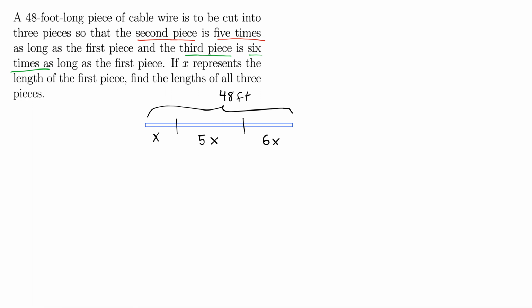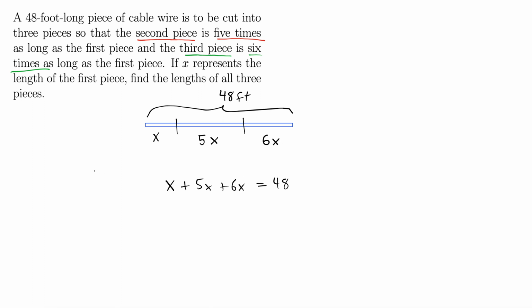Note that our picture is not to scale, but that's okay, right? We just want a picture enough to let our brains digest what's happening rather than staring at this paragraph of words. Okay, now let's forget the words and just look at the picture. We have x, 5x, and 6x. We have a total of 48. So if we add all these 3 lengths together, we should get a total of 48. So we go x plus 5x plus 6x equals 48.